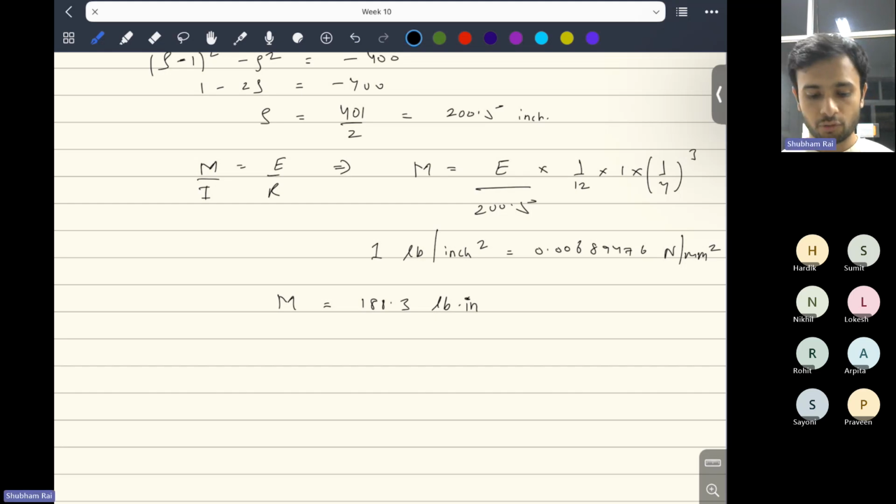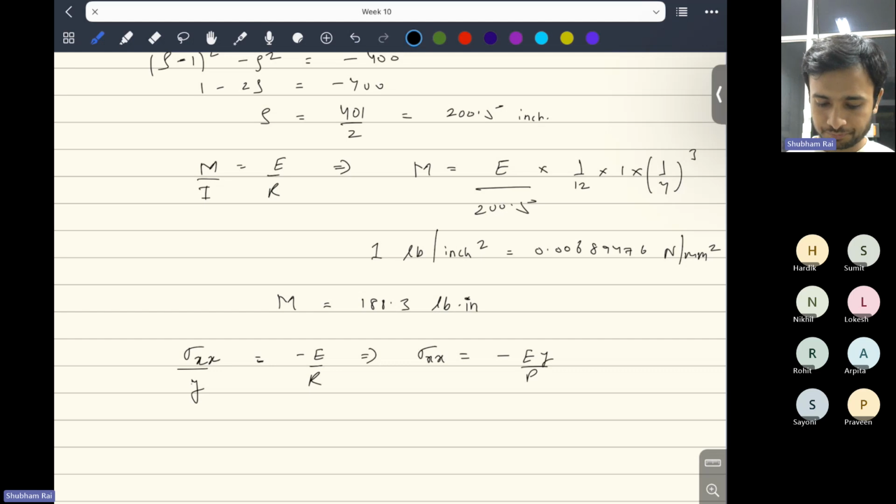Now you need to find out the stresses. How will you find out? So stress, you know that sigma, so that will be in the x direction. So let's say I'm calling it sigma xx because that is a normal stress. So sigma xx by y is equal to minus E by R, right? That's what we had derived. So from here you can get sigma xx is equal to minus E y by R. So finally you can just put the values and you should get this in pound per inch square.